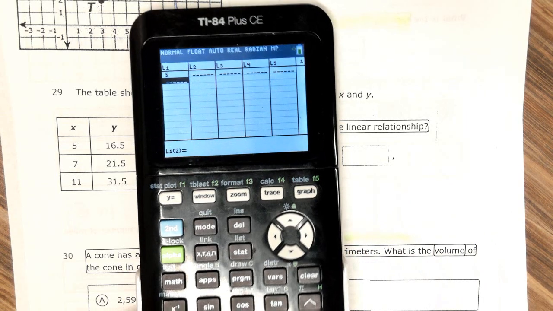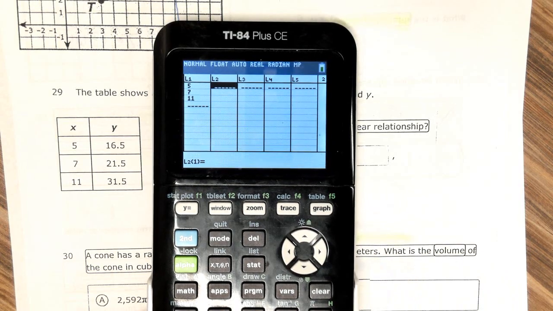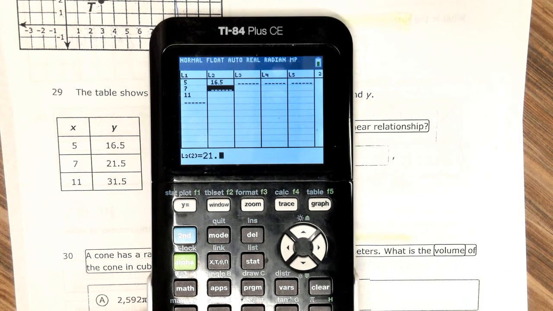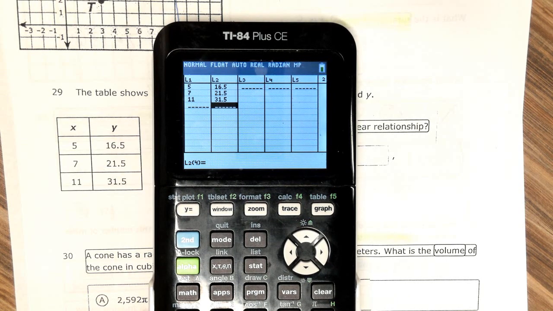I'm going to put in 5, 7, and 11 for my L1. 16.5, 21.5, and 31.5 for my L2. Now what do I put in?